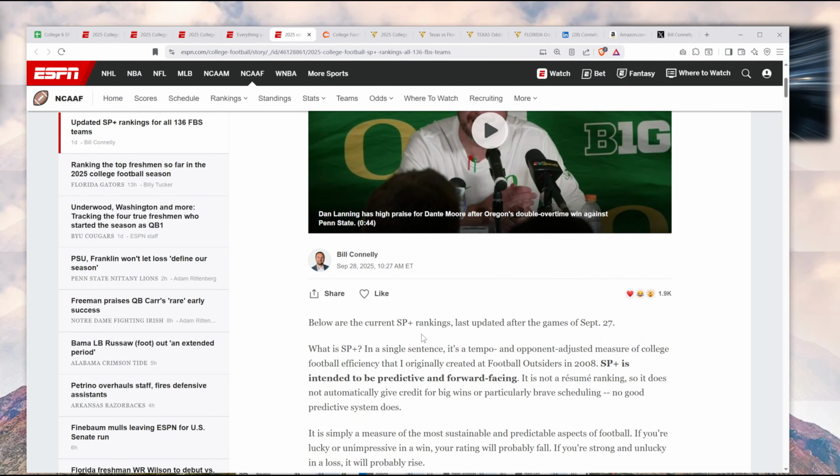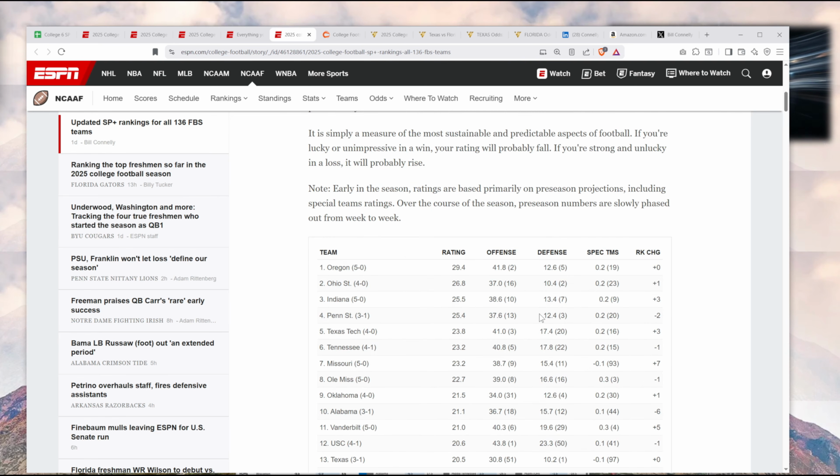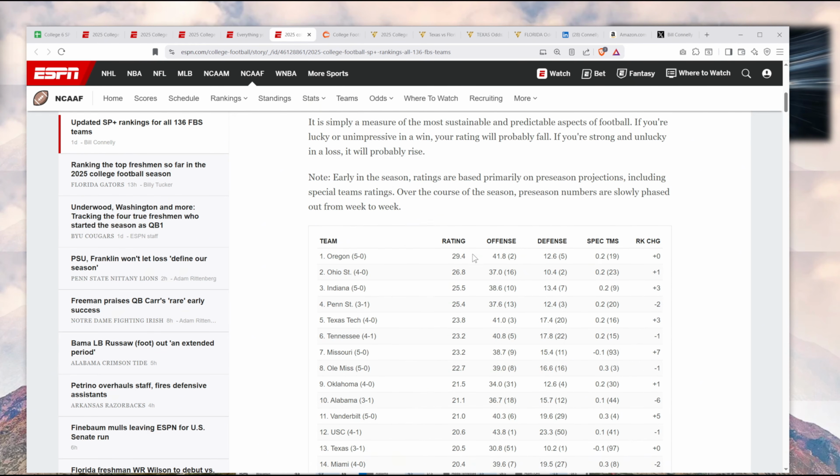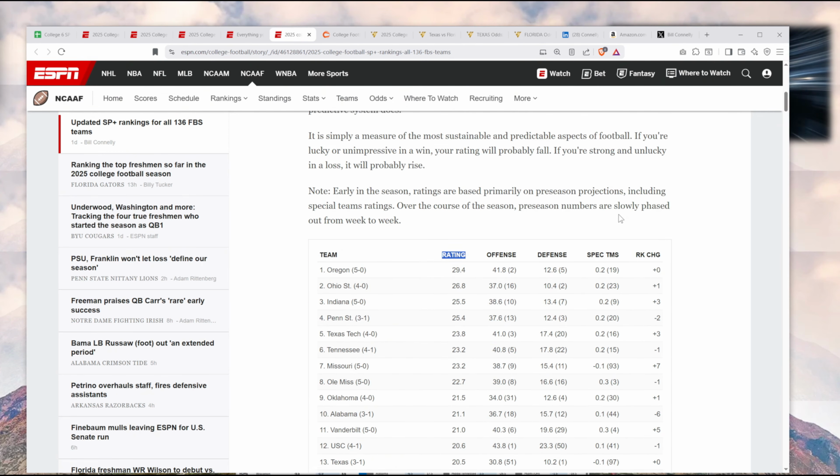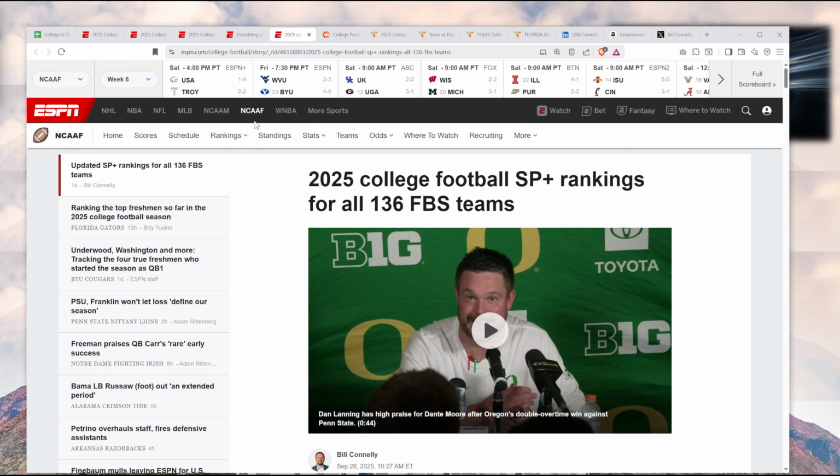So every week, routinely on Sunday after Saturday's games, he publishes his updated SP Plus numbers. And the number here is the rating. So I extracted these rating numbers and put them into the spreadsheet. He also has offense, defense, and special teams. So that's where I got these numbers.